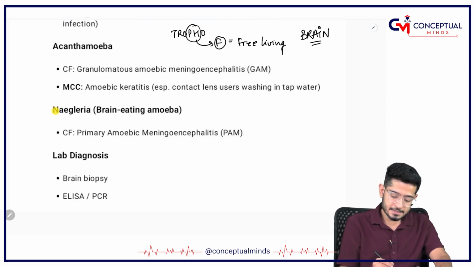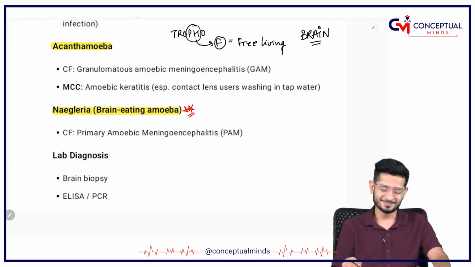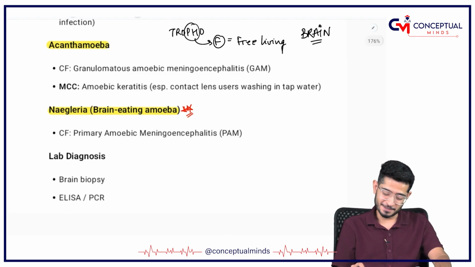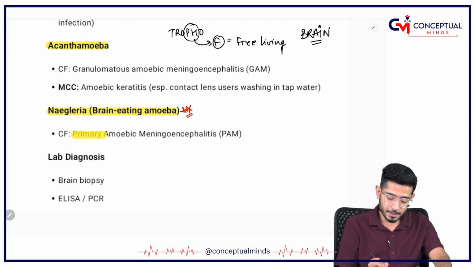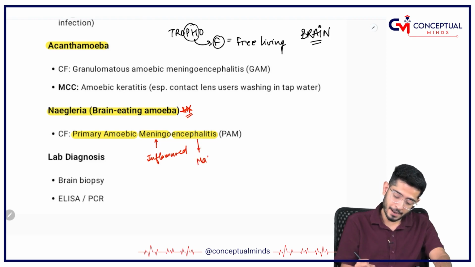So what are the examples? Examples are Naegleria and Acanthamoeba. Especially Naegleria is called the brain eating amoeba. So Naegleria, brain eating amoeba. So what does it cause? It causes primary amoebic meningoencephalitis. That means it is going to cause inflammation of the meninges, and encephalitis means that the white matter and the grey matter of the brain are also going to show inflammation. But this is by Naegleria.